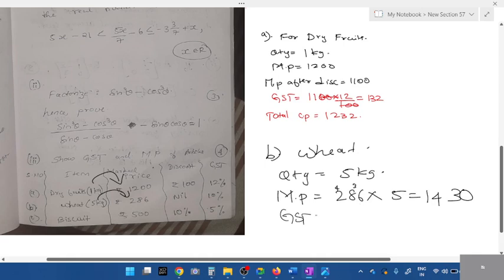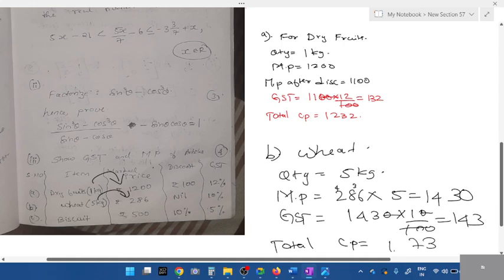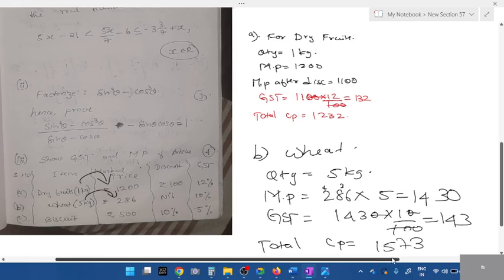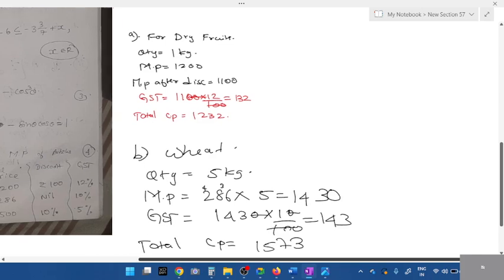GST. What is the GST amount? Calculate separately. 1430 into 10%. 2 zeros get cancelled. What's the value? 143. Then what is the total cost price? Response, students. 1430 plus 143. If you add, you get 1573. Biscuit, there is no kg given. It is one single quantity for biscuits.